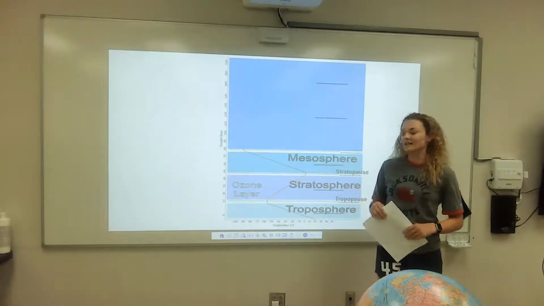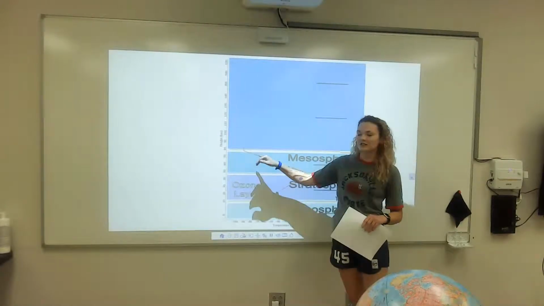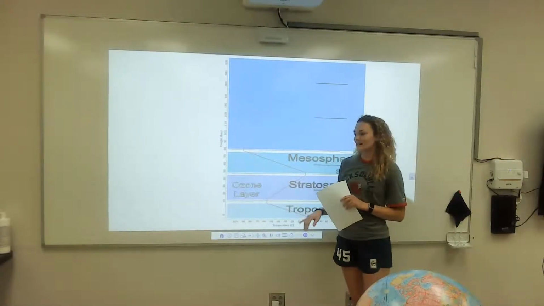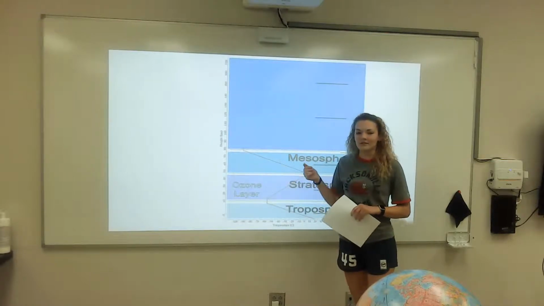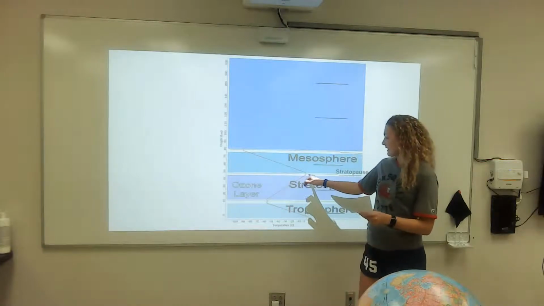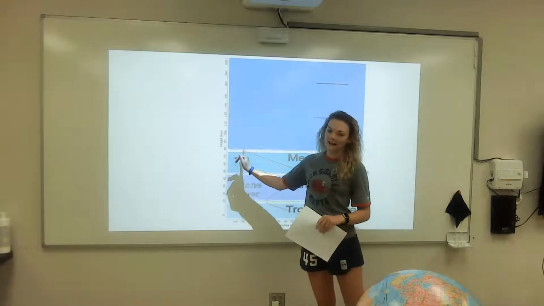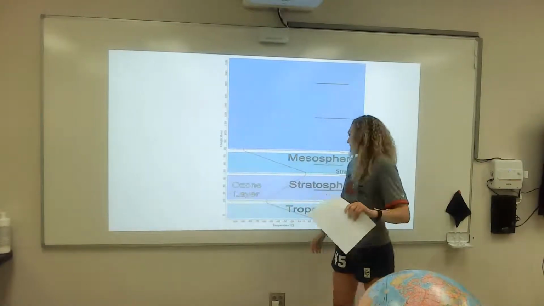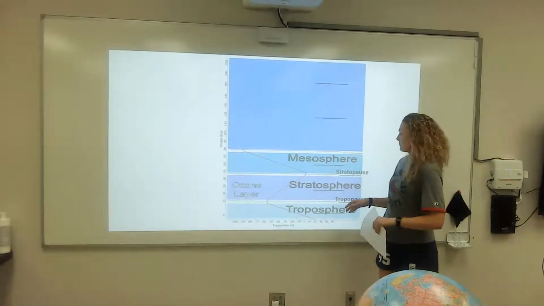The next layer is the mesosphere, and the temperature actually starts going back down because nothing in the mesosphere is absorbing any heat. So as you go up in altitude, the temperature just keeps decreasing. And so you can see the mesosphere temperature goes from 0 degrees all the way over to negative 90 degrees Celsius.